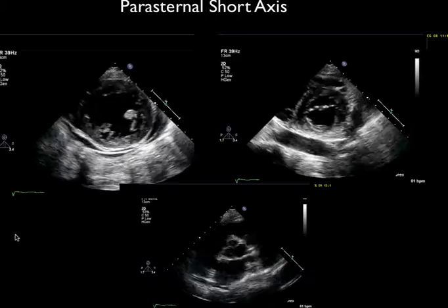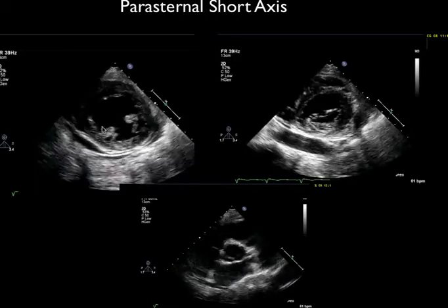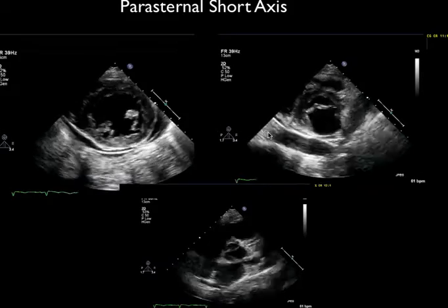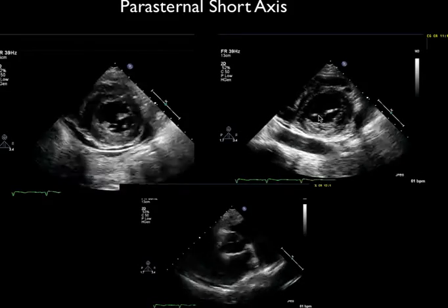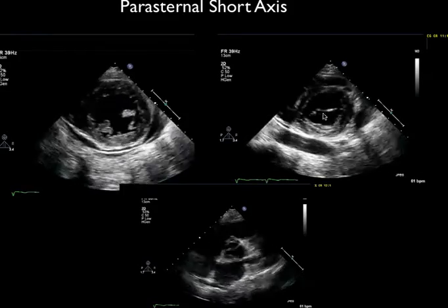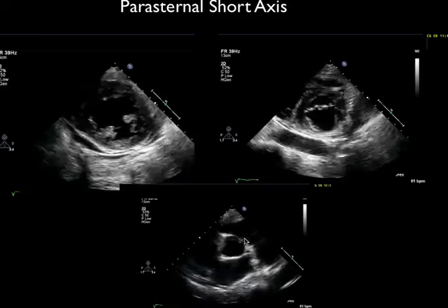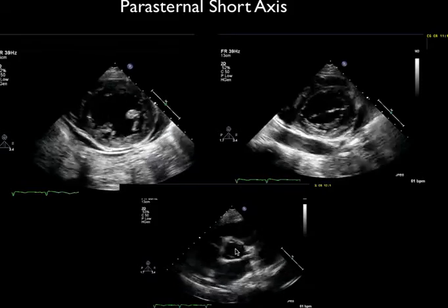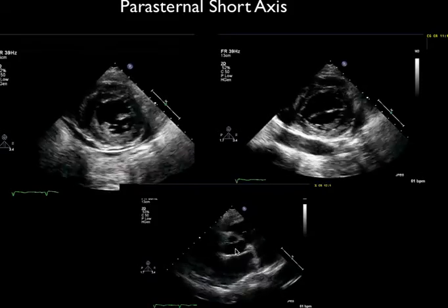The probe is really the same plane, but here we are, again, very distally at the mid-pap view, where we see the papillary muscles. We get a little more proximally, and we can see that fish mouth view of the mitral valve. And then even more proximally in the parasternal short axis, we can see the aortic valve.